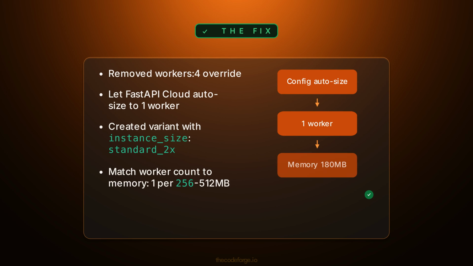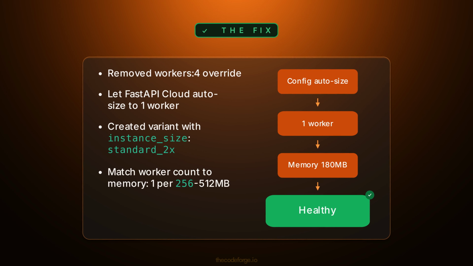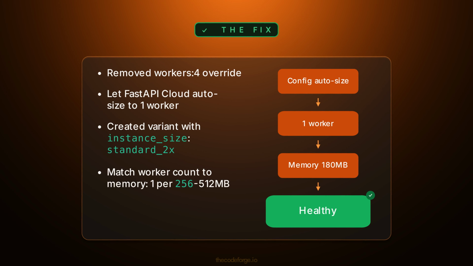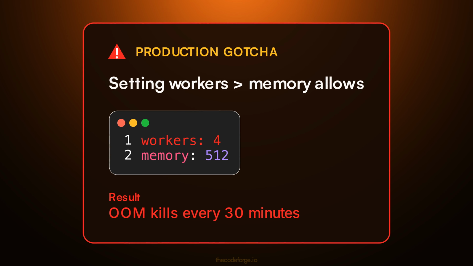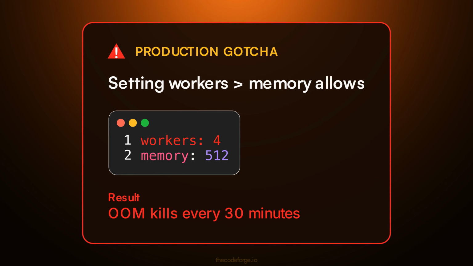The fix was to remove the explicit workers override and let FastAPI Cloud auto-size. For high-traffic endpoints, they used a larger instance with 2 GB memory and set workers=4 explicitly. Always match worker count to available memory. This is the exact mistake from the incident. Setting workers=4 on a 512 MB instance causes OOM kills. Always measure per-worker memory consumption and set workers accordingly.